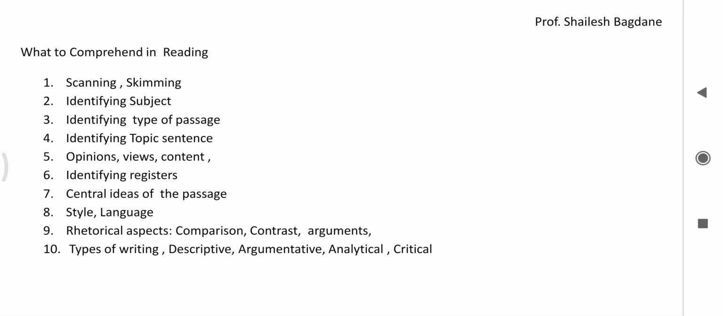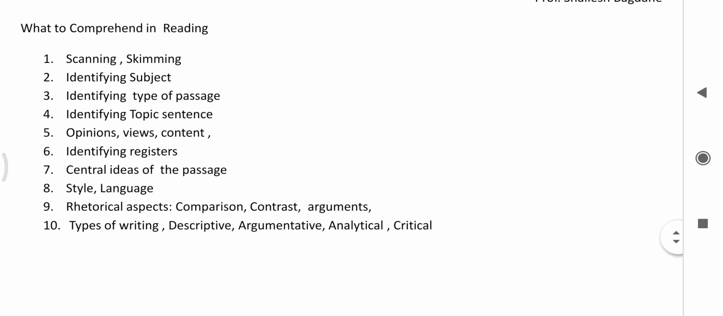That you can get here. Then identify the subject. As you find the subject, your mind will change to interpret and understand the passage. It's a naturalization process. So, identifying the type of passage.